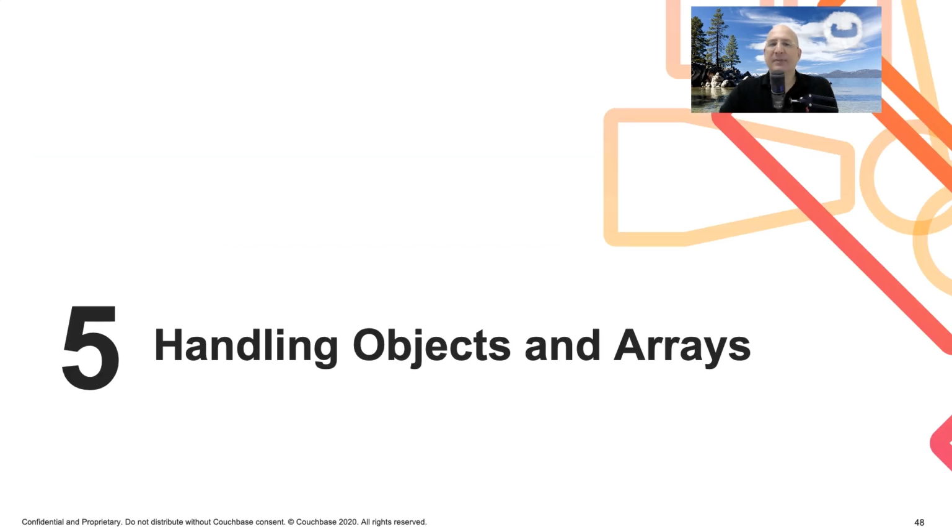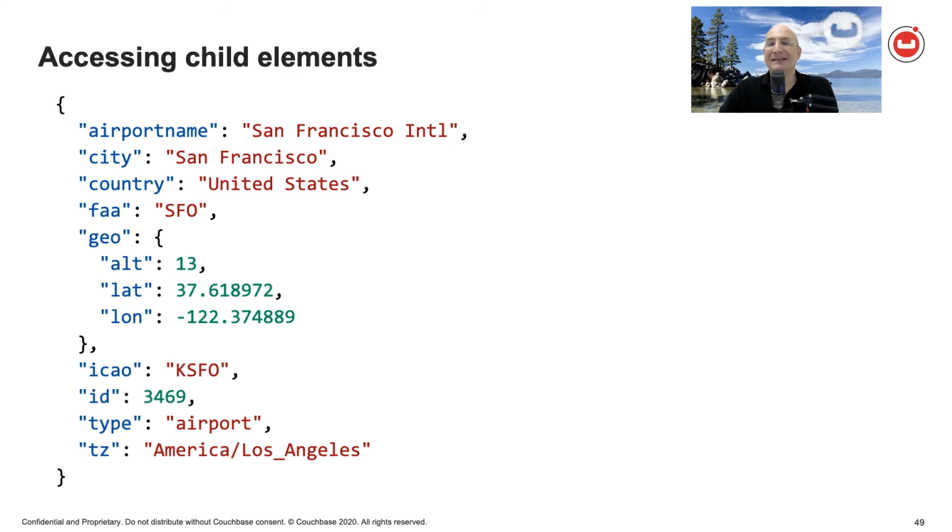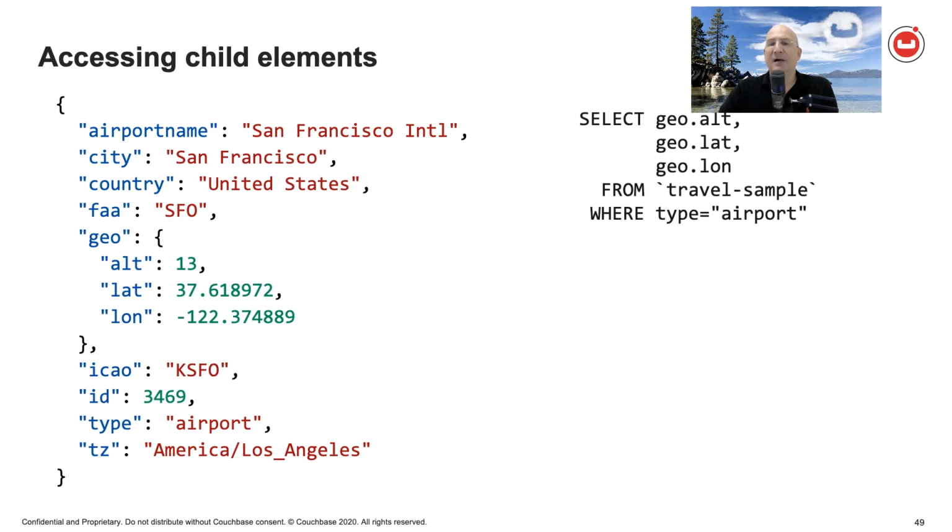Since Couchbase is a document-based database, your documents can have nested objects and arrays. Let's discover how NQL handles nested elements in your documents. NQL has a special syntax for handling JSON structures. Let's take a look at the random airport document in the travel sample bucket. Notice the geo field. It is an object that holds child fields. To reference a child field in NQL, use the parent field name, dot, the child field.